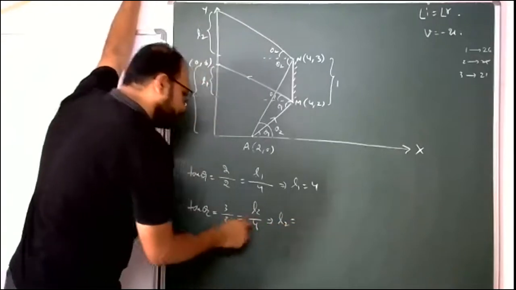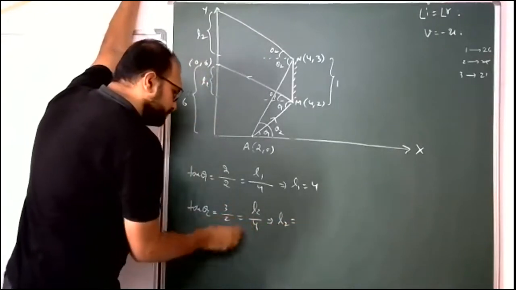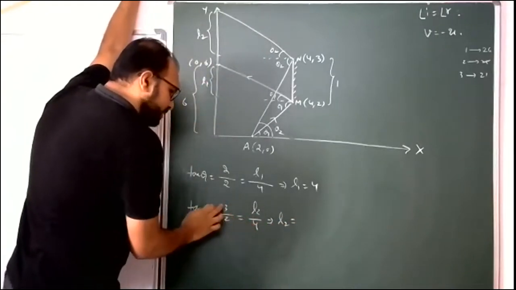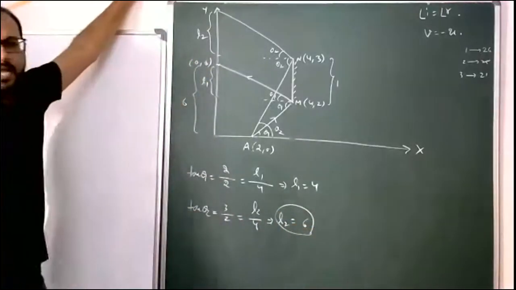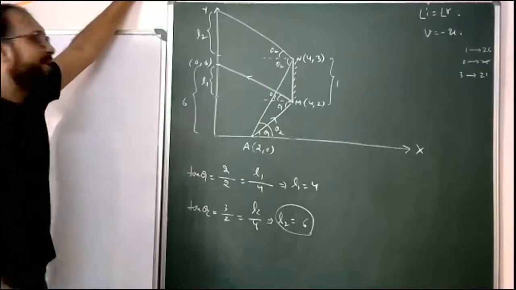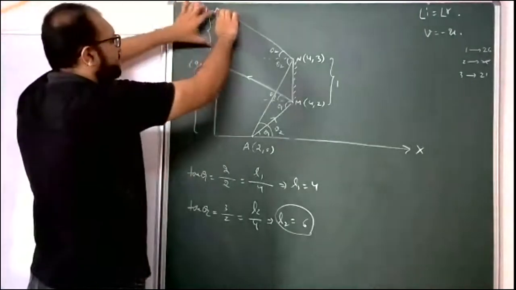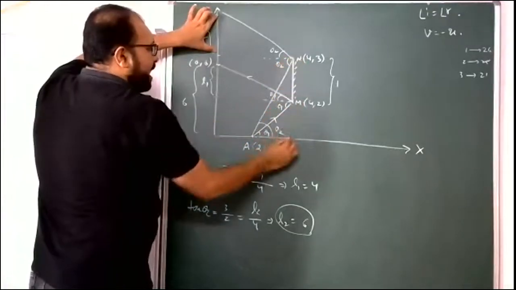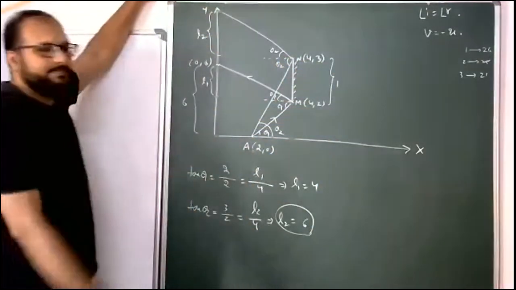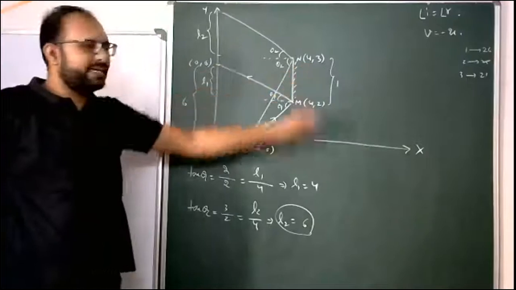Therefore L2, yes, here 6 coming, L2 is a 6. But from where that is 6? This is the 6. But from here to here, already 3 is there. Because this is the coordinate.